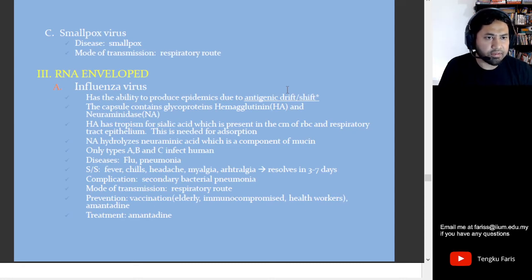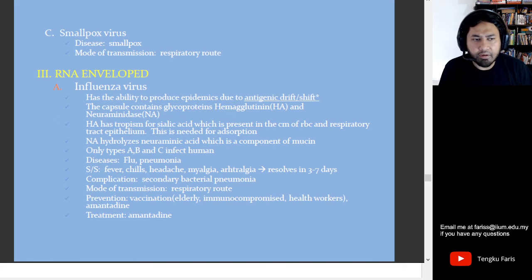Smallpox viruses can cause smallpox conditions. Also, it's transmitted by the respiratory routes. The third one is the RNA enveloped virus. This includes the influenza virus. Lately, we've been bombarded by lots of different notions of viruses. Okay, what are these influenza viruses doing?